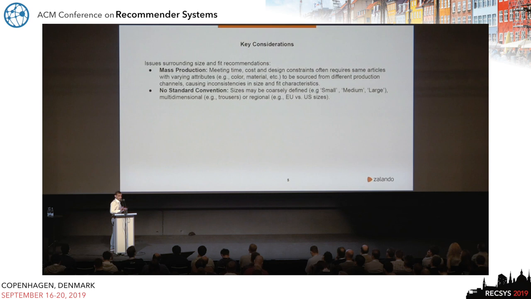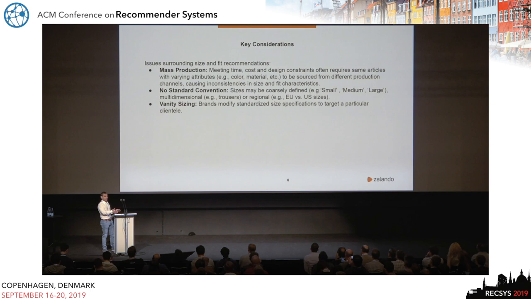And then there is no standard conventional size. You may have small, medium, large, you may have multi-dimensional sizes for jeans or trousers, and then you have regional sizes, EU sizes versus American sizes. And then there is vanity sizing, where brands specifically target a segment of customers and modify size specifications. So it can be that for brand A you buy small, but for brand B, when you buy for the first time, you may fit into XS or, to your negative surprise, medium.